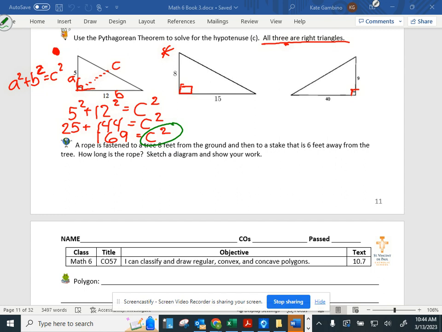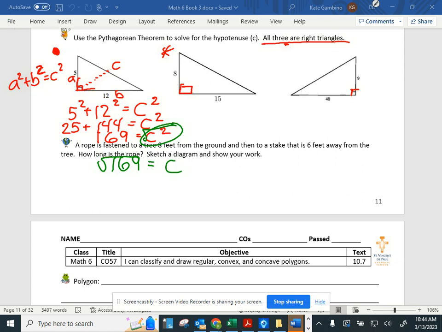Close. What is unsquaring something? You would find the square root. There it is. So we have to find that square root of 169, because if we have C squared and we find the square root of it, we're left with just the C. So what is the square root of 169?